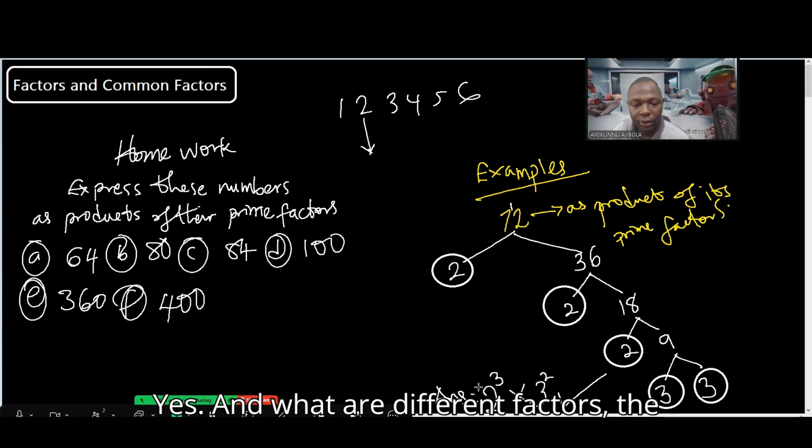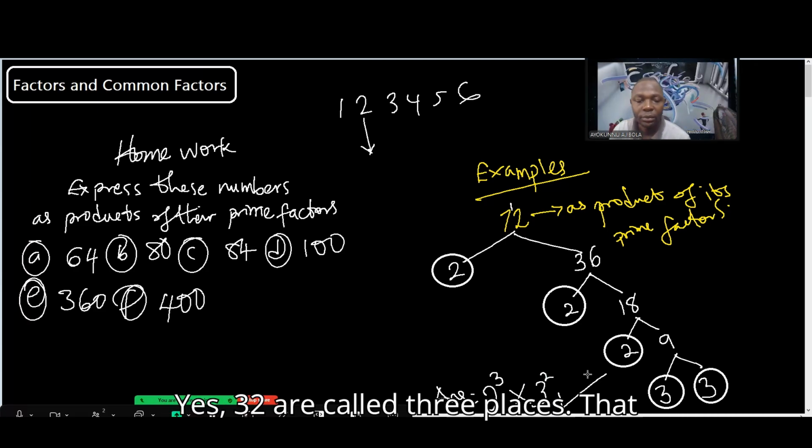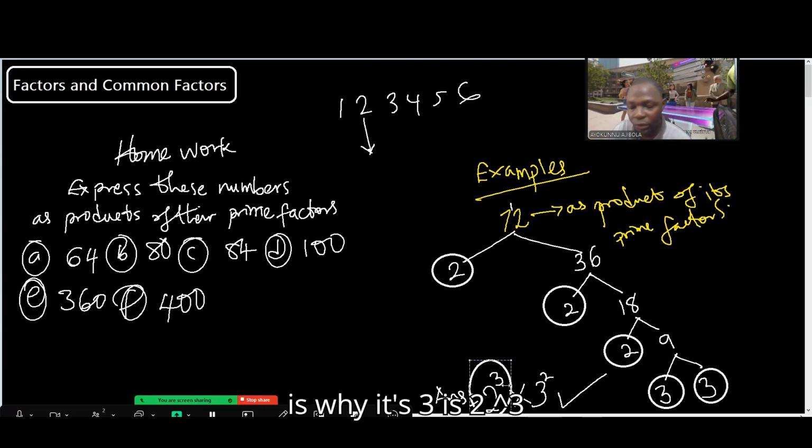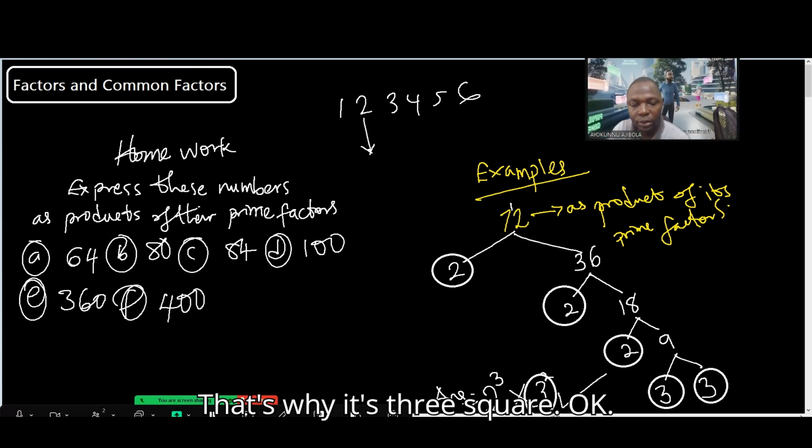And what are the prime factors? The 2 and the 3. Exactly. The 2 occurred three times. That is why it's 2 cubed. And the 3 occurred two times. That's why it's 3 squared, okay?